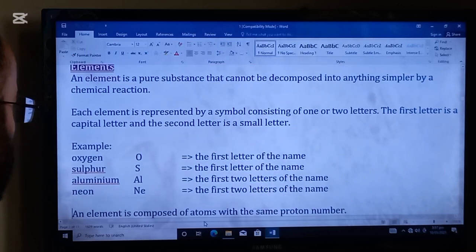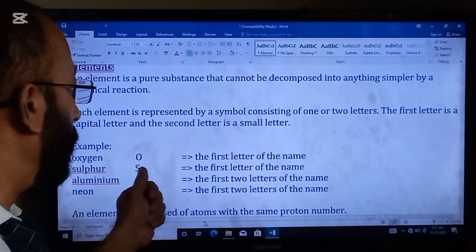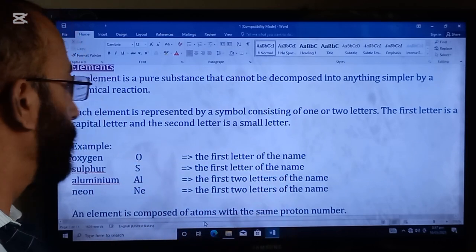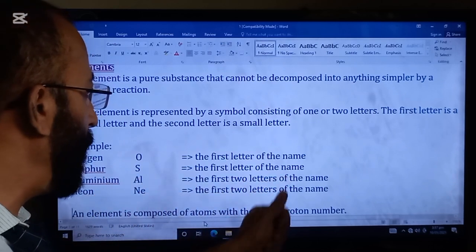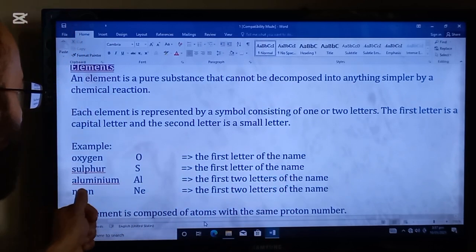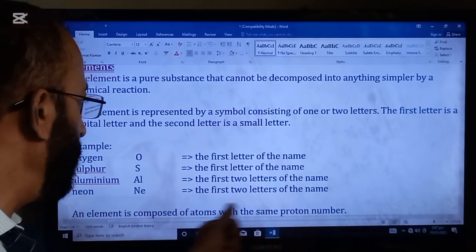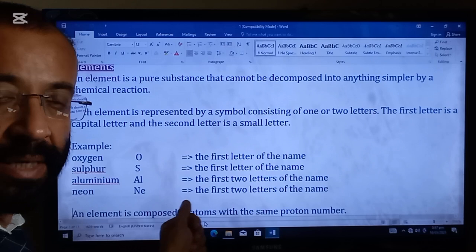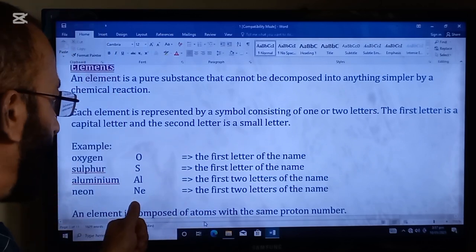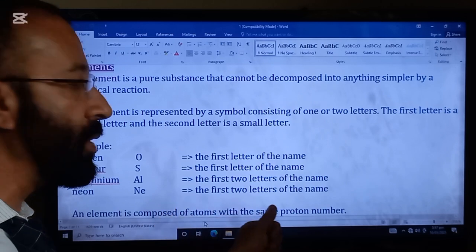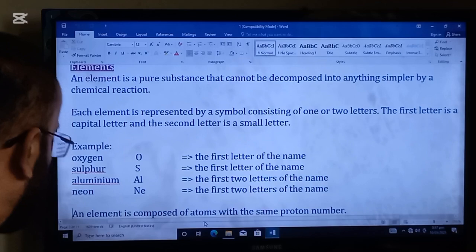Here are some examples. Oxygen symbol is O, the first letter of the name. Sulfur symbol is S, first letter of the name. Aluminium symbol is Al, the first two letters of the name. First letter is capital, second letter is small. Neon symbol is Ne, the first two letters of the name. First letter is capital, second letter is small.